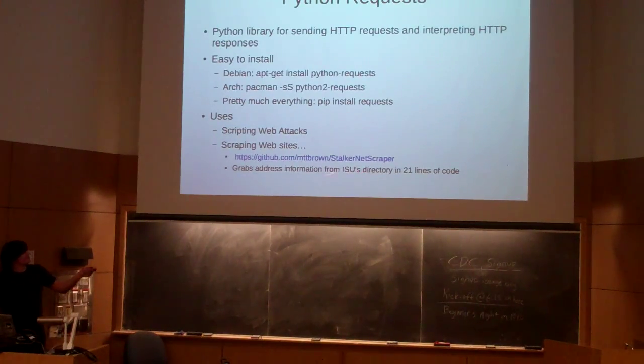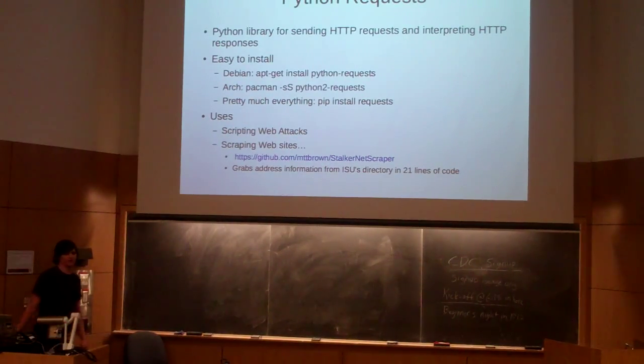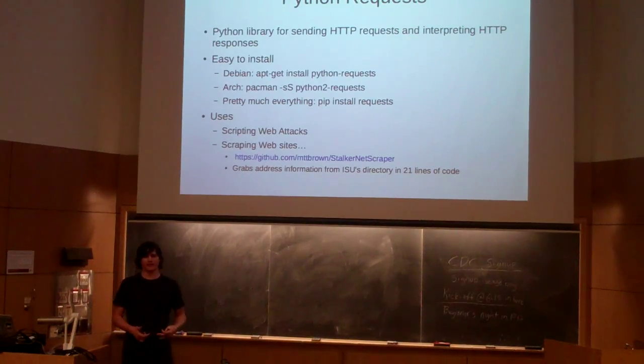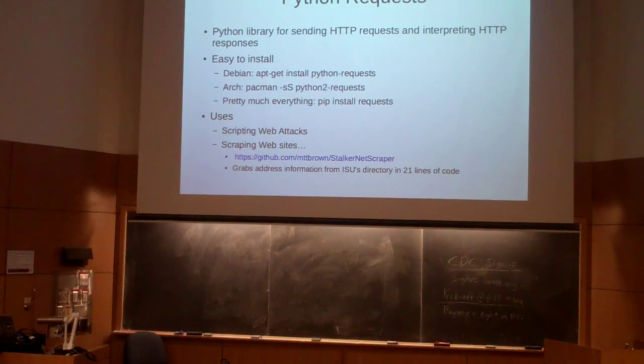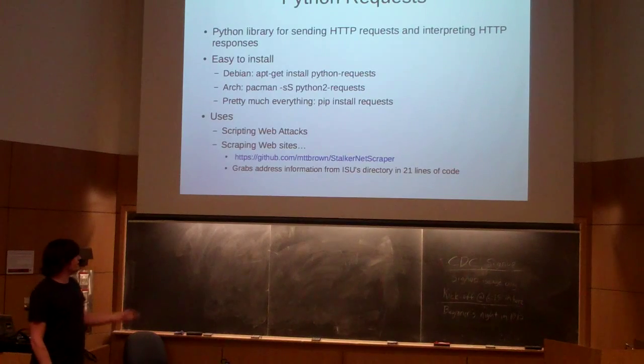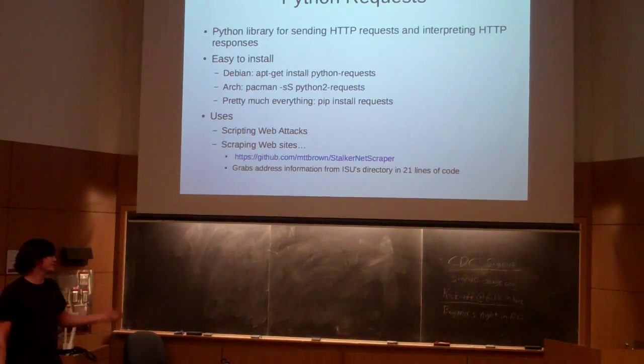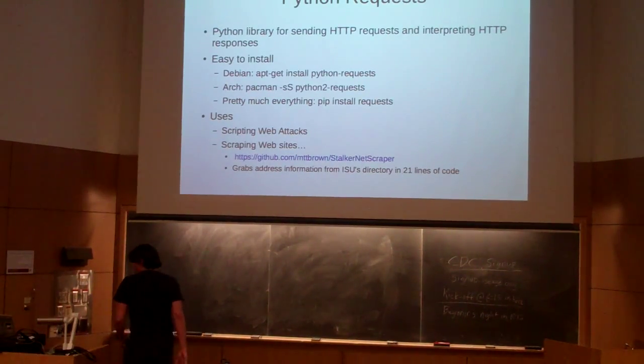So this is a little project I wrote that will take in a list of emails, and it'll go out to the IASG directory, also known as StalkerNet, and it will pull back address information from every email that you pipe into it. And it does it in 21 lines of code. You can go look at that. Have some fun.